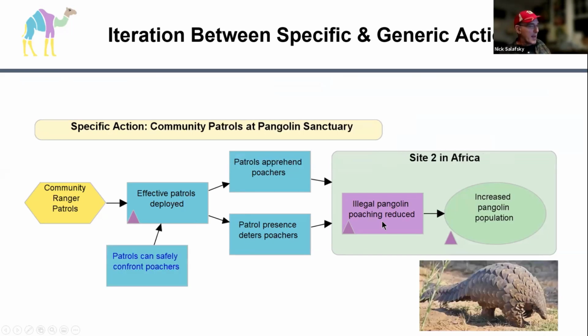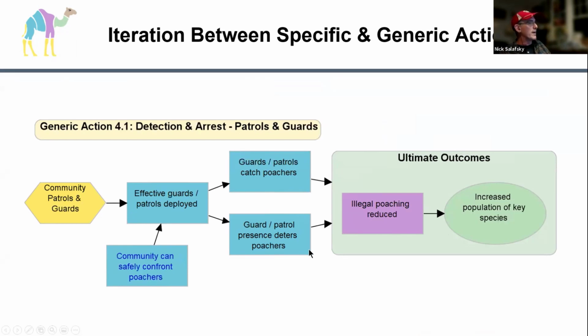Maybe there's another site somewhere in Africa where people are doing ranger patrols to stop pangolin poaching. And so it's a totally different continent, totally different species, system, biome, everything about this is different. And yet the underlying theory of change is very similar. And so we can use those to create these generic actions. And these generic actions then become the knowledge or wisdom that can be used to inform ongoing action. So it's this iteration between specific and generic actions that I showed you before. And you can create standard objectives and indicators that people could actually use. And we can start to learn about the conditions under which this might work or might not work.